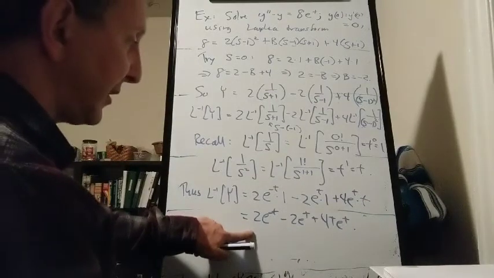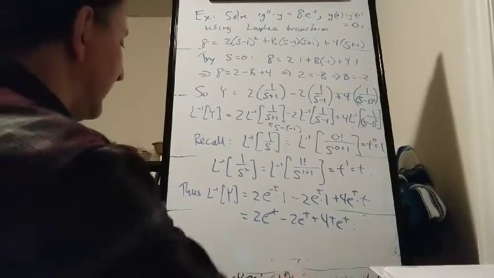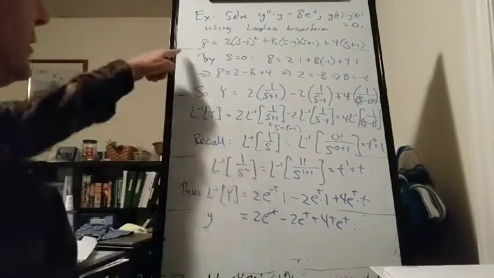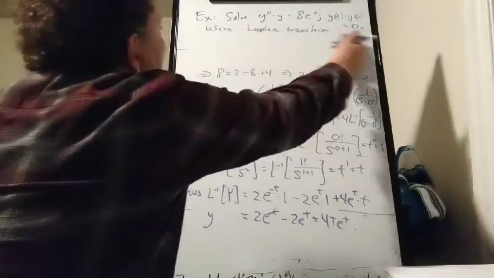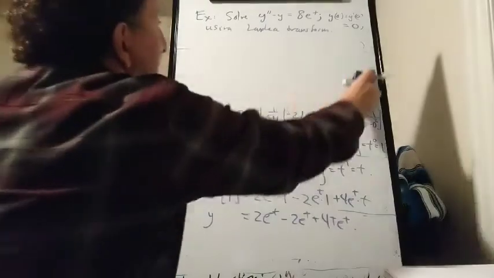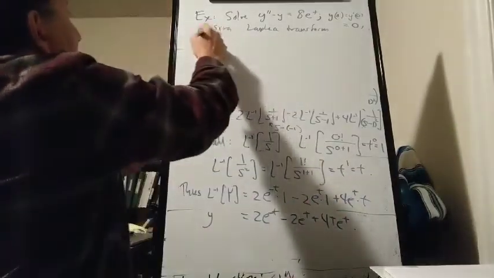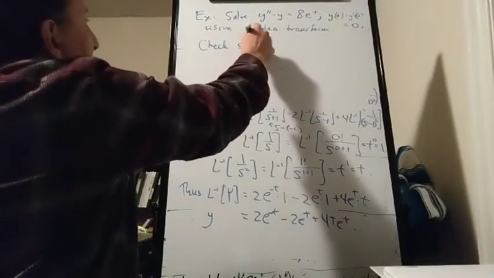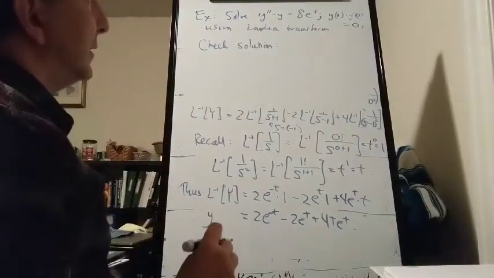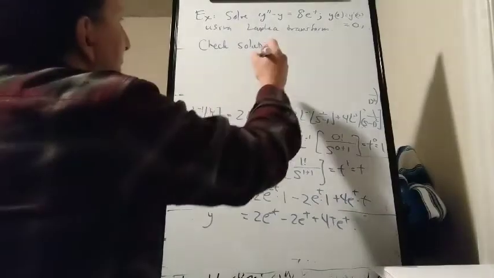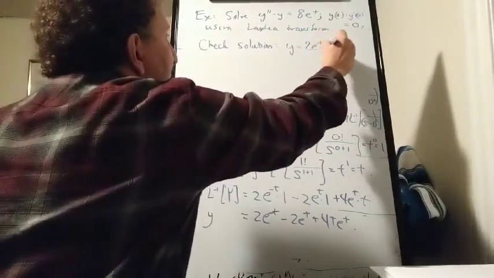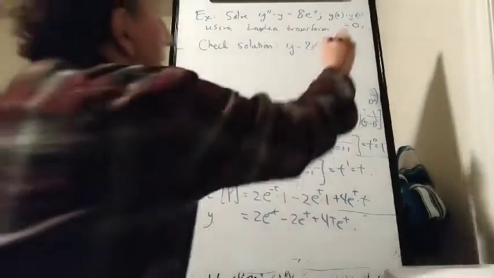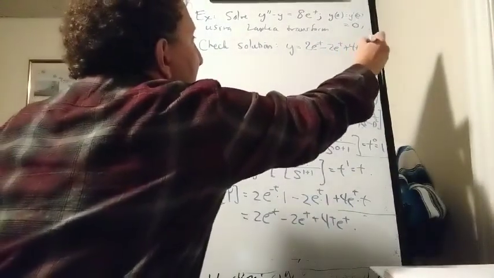And I guess we could check that this actually satisfies the differential equation. Let's check our solution. So y equals 2e to the negative t minus 2e to the t plus 4t e to the t.